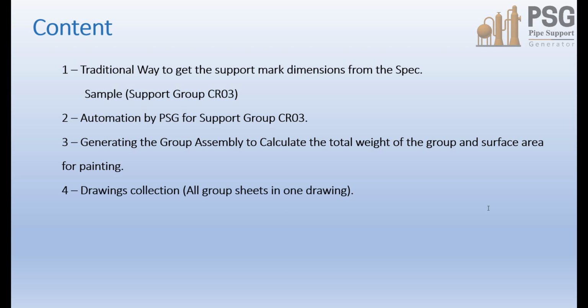In step 4, we discuss how to collect all drawings in one drawing with different sheets. And in step 5, we discuss how to generate a detailed bill of material for the group and calculate the weight of bolts, for example, nuts, or the separate weight for nuts and bolts, and the separate weight for plates. And if you have pipes or hot rolled sections, you can get the separate weight for them.